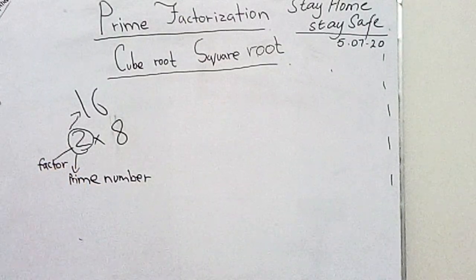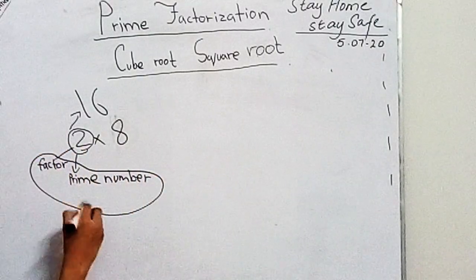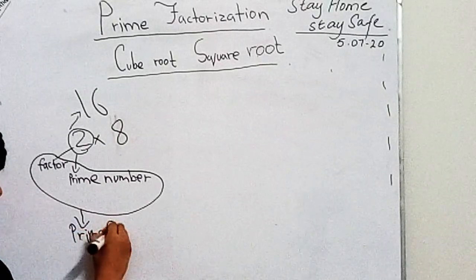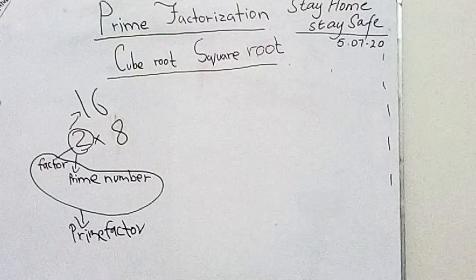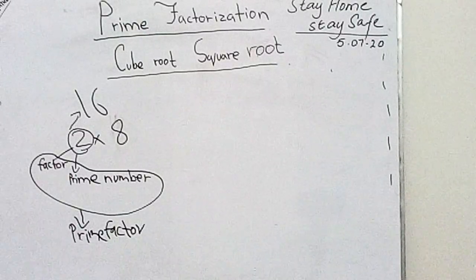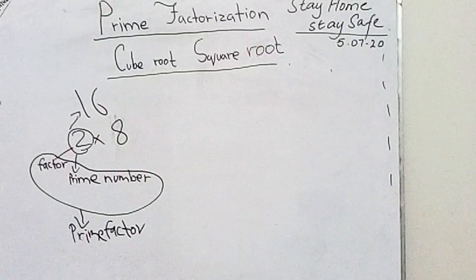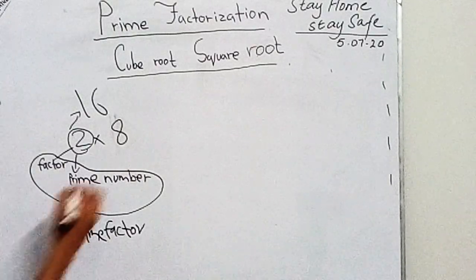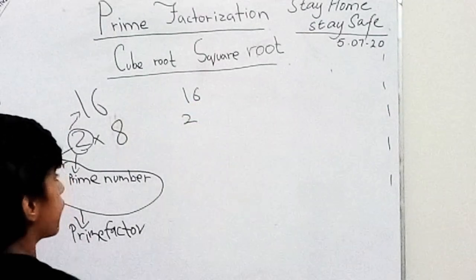When we multiply them together, it will become the prime factorization of the number. Now let's make the prime factors. Let's write all the factors of the number. So for 16, 2 is a factor.